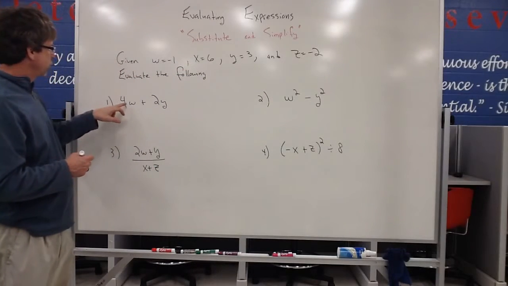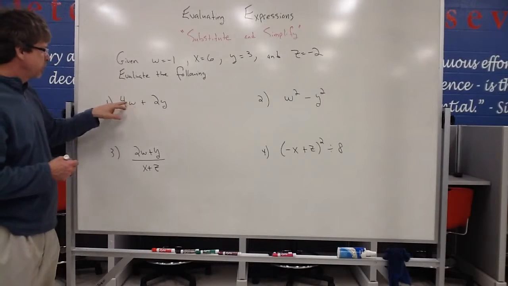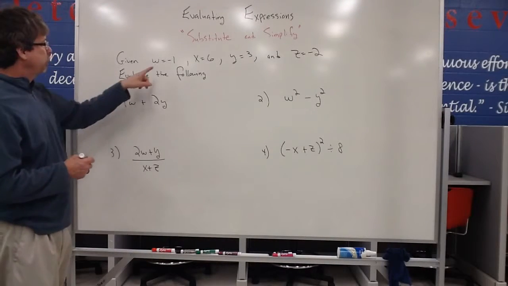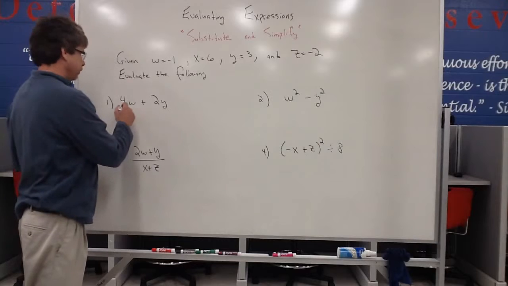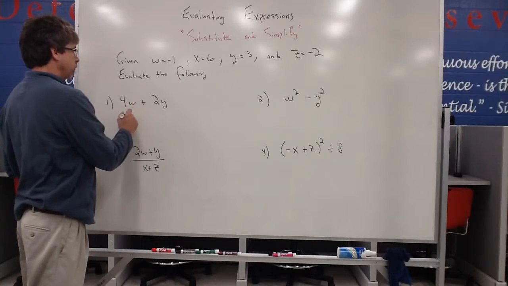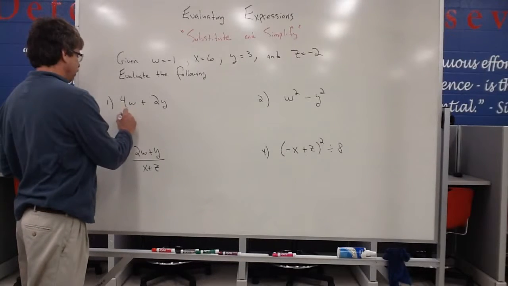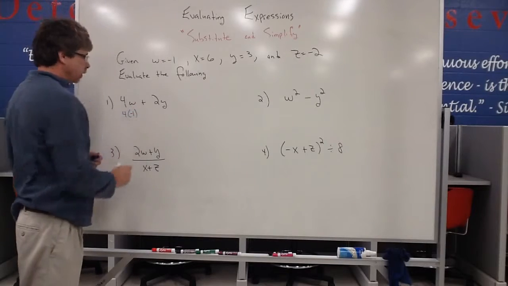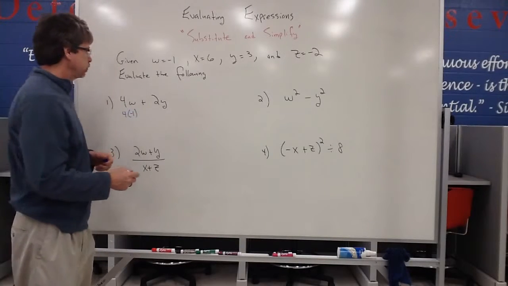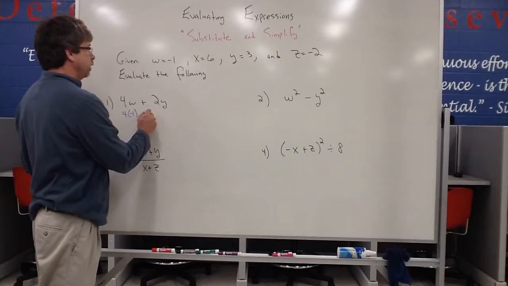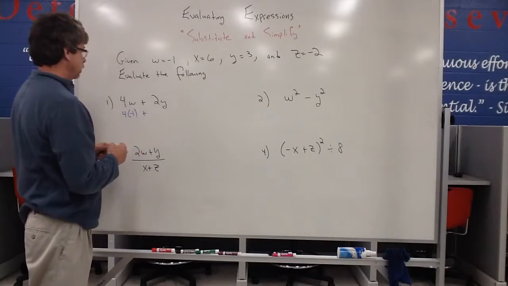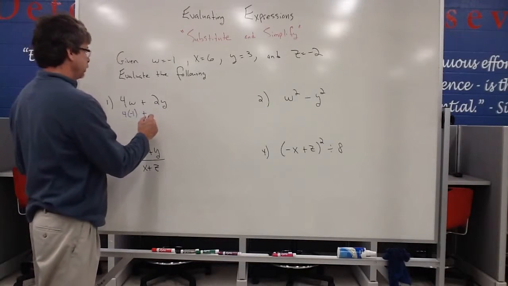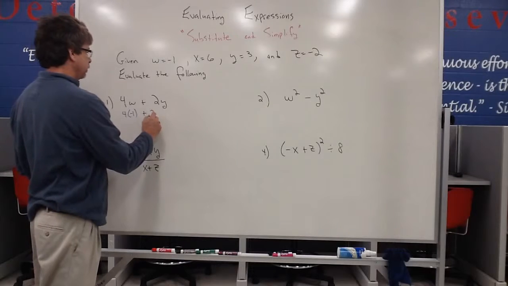So remember, when you have a number next to a letter, that means multiplication. So when I substitute the -1 in, that doesn't mean 4 minus 1. That means 4 times -1. A lot of times when I substitute in, I will use parentheses to show multiplication. Plus then, my y was a 3, so that's going to be 2 times 3.